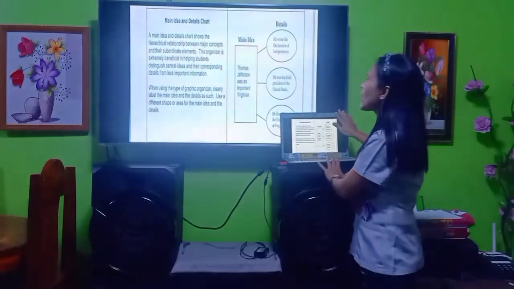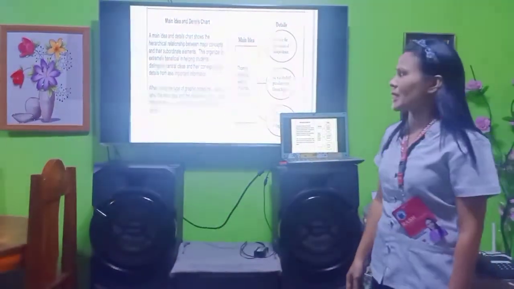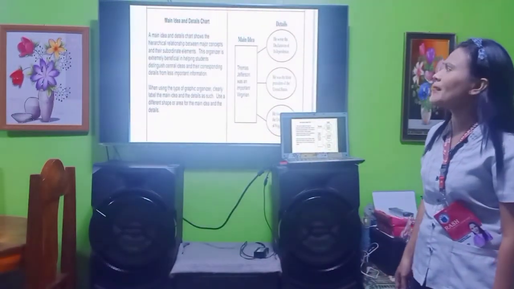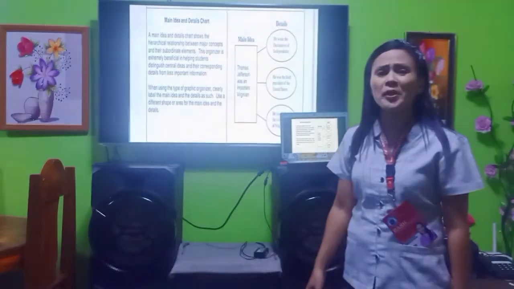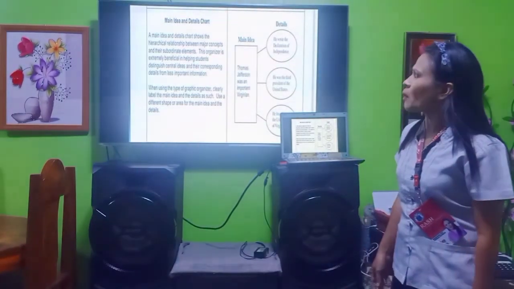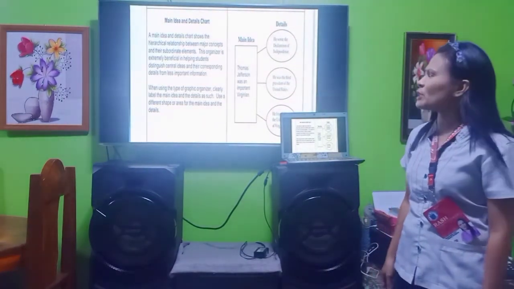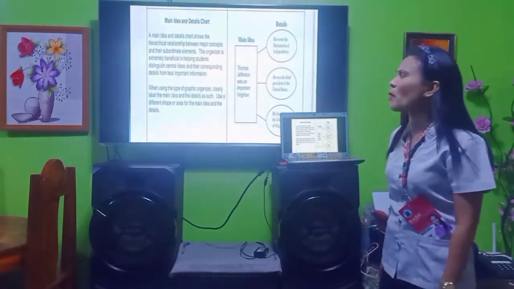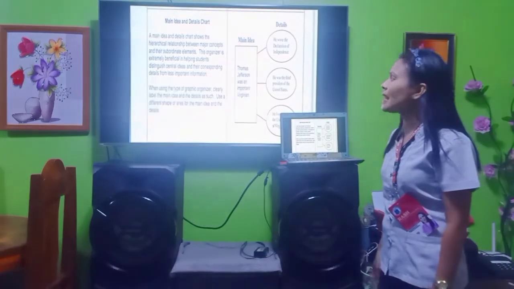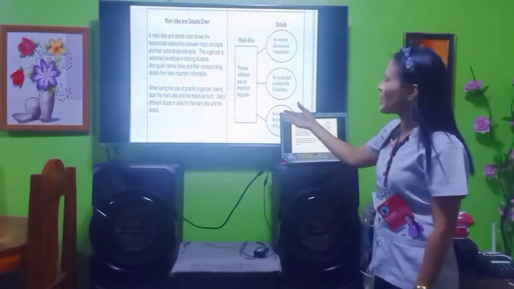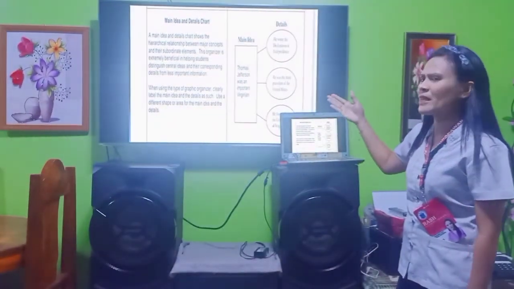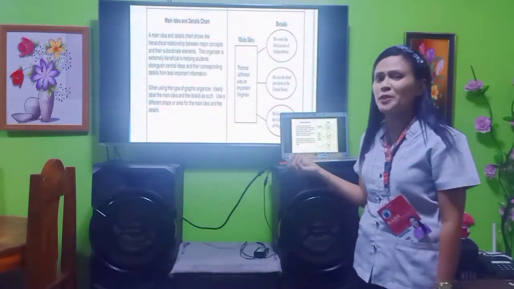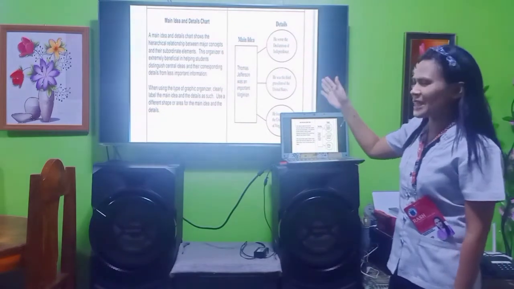So the last here we have the main idea and details charts. So this one shows the hierarchical relationship between major concepts and their subordinating elements. So this organizer is extremely beneficial in helping the students distinguish central ideas and their corresponding details from the less important ones. So what is given as an example here is why Thomas Jefferson was considered to be a very important person in Virginia. So that is the main idea.